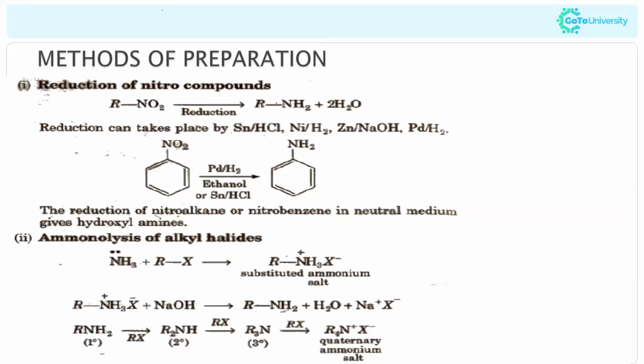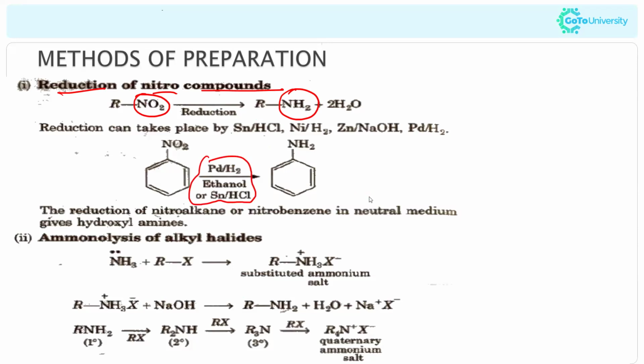So the first method we can see is the reduction of nitro compounds, because nitro compounds means there is a nitro group, right? So this nitro group can be reduced to NH2 group or amino group. Okay, and here we have to use some reducing agent as well. So we can use palladium or tin HCl. Okay, so these reducing reagents are important.